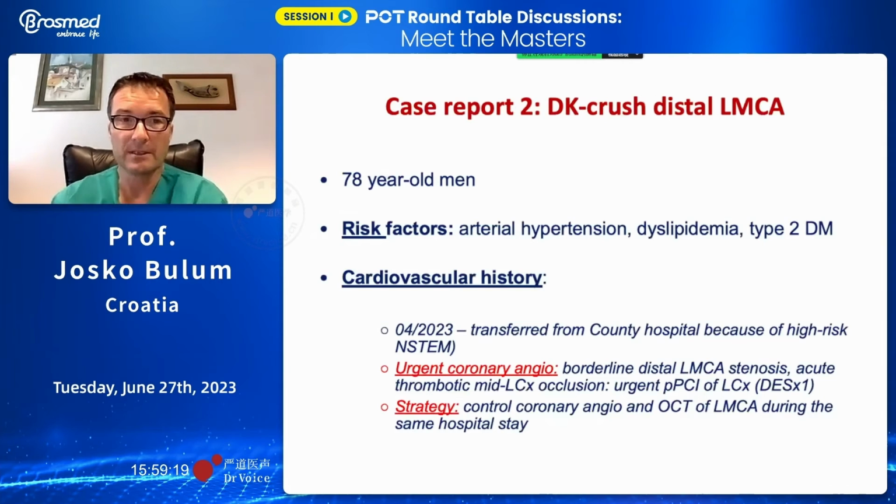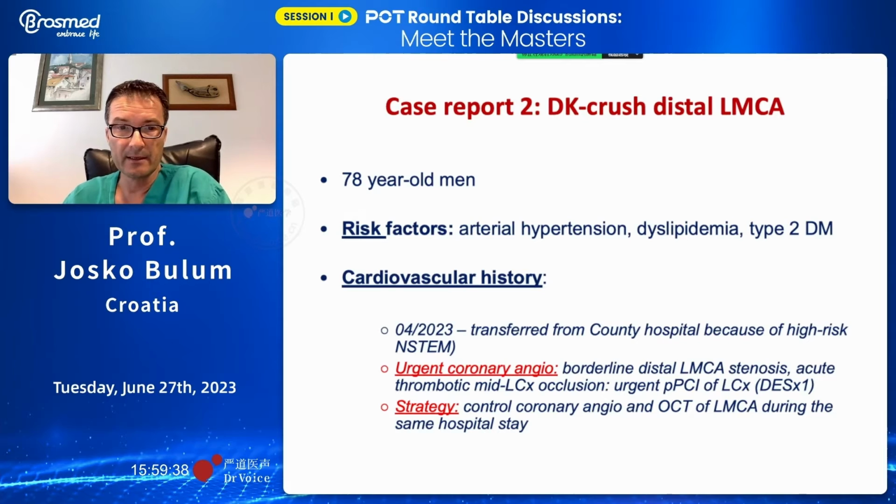The second patient was a 78-year-old man with arterial hypertension, dyslipidemia, and type 2 diabetes. This patient was also transferred from a county hospital in April this year to our hospital because of high-risk non-STEMI. He had indeed progressive ongoing ischemia. So the urgent coronary angio was done. That revealed borderline distal left main stenosis, but the culprit lesion was an acute thrombotic mid LCx occlusion, and the primary PCI of the circumflex was done with one drug-eluting stent implantation.